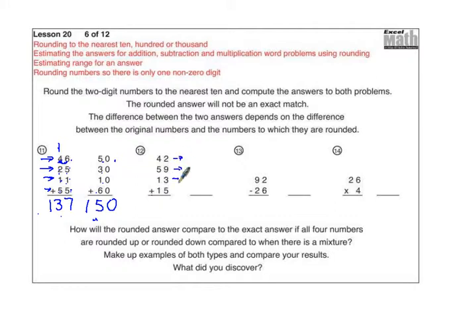Round each of the numbers, add up for your estimation, and add up for your actual real answer. Pause the video, turn it back on when you're ready for the solution. All right, you should have rounded 42 to 40, 59 to 60, 13 to 10, and 15 to 20.